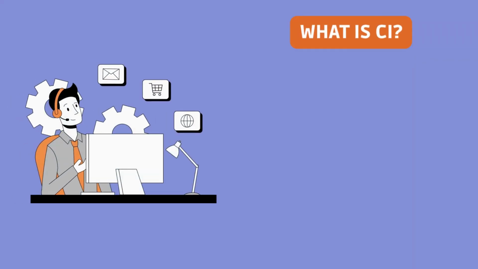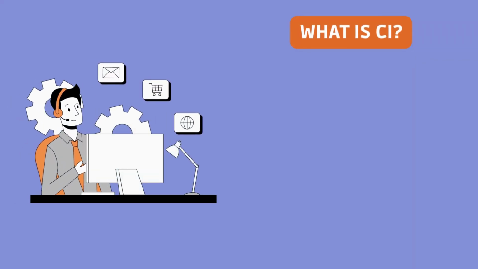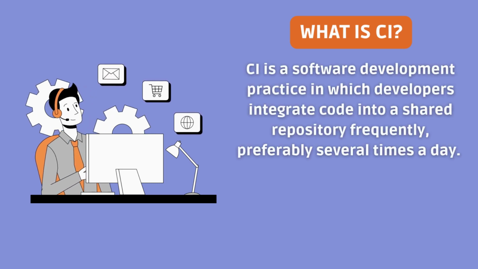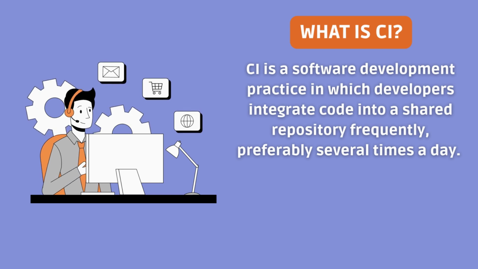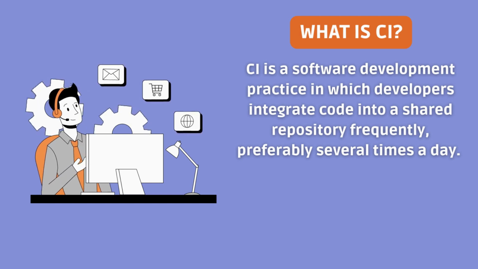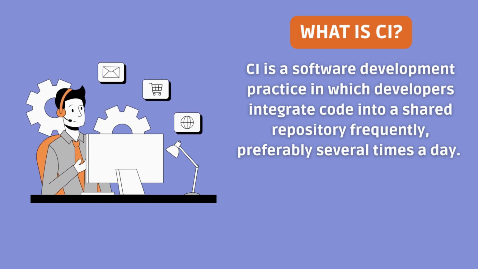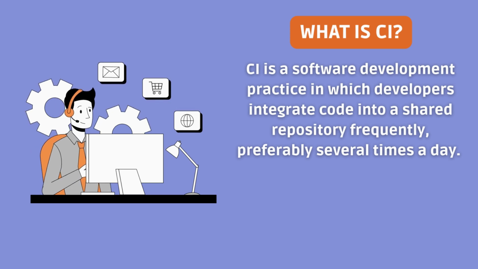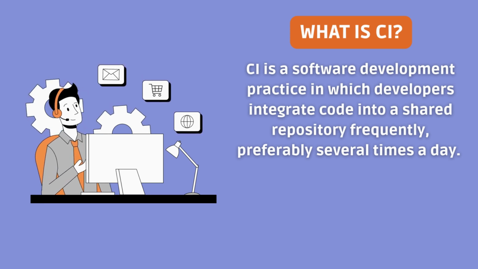Now let's start with what is CI. CI stands for continuous integration. So CI is a software development practice in which developers integrate code into a shared repository frequently, preferably several times a day. Each integration can then be verified via automated build and automated test. These automated builds and tests are done by CI tools.